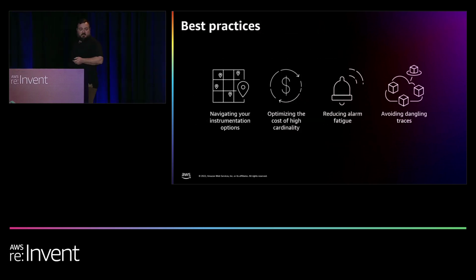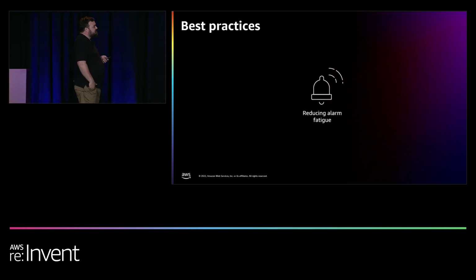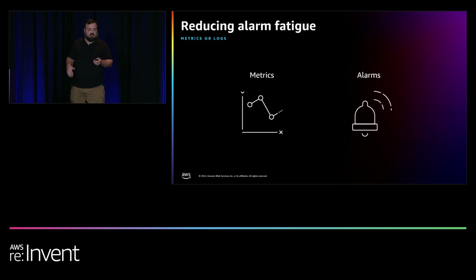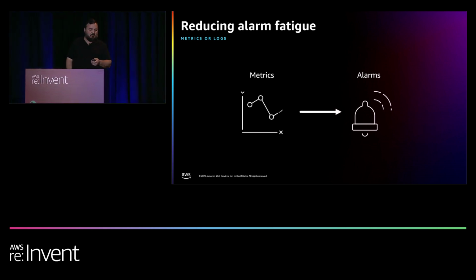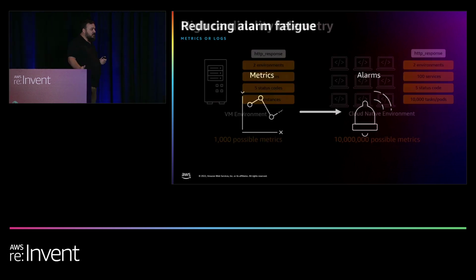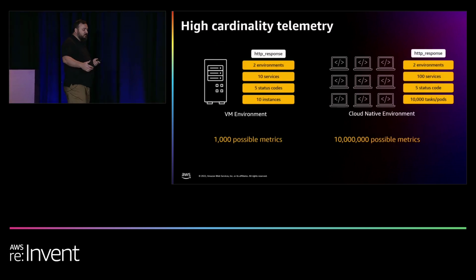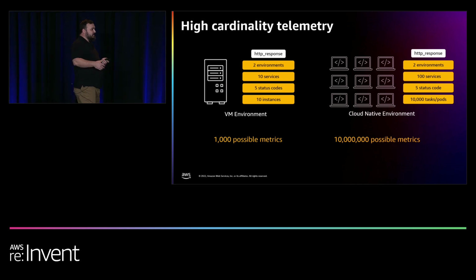All right, let's move on to our third best practice, reducing alarm fatigue. No surprise, I think everyone in this room would agree, metrics usually drive alarms. Well, we just finished talking about high cardinality telemetry, and even in a monolith, it's really easy to get alarm fatigue, right? There's a lot of metrics. We moved to modern architecture, we have a lot more metrics we have to deal with. And so you can imagine the types of alarms that would be going off.